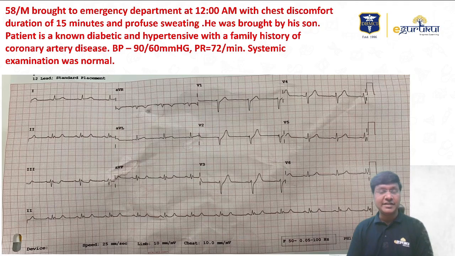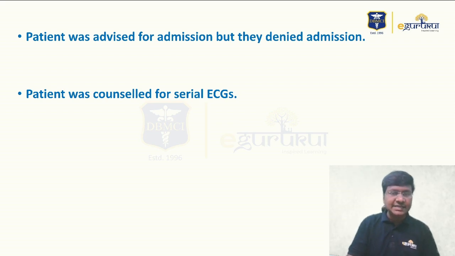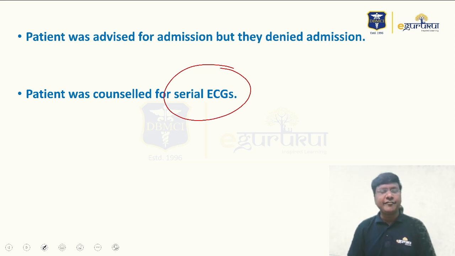So no, we will take off the patient. Then we have advised him at least get the serial ECGs being done, right? Don't admit, at least wait for 1 hour or 2 hours. We will take serial ECGs after 45 minutes and another 45 minutes, and then if they are normal, we will send you. And he was not willing for even that also.